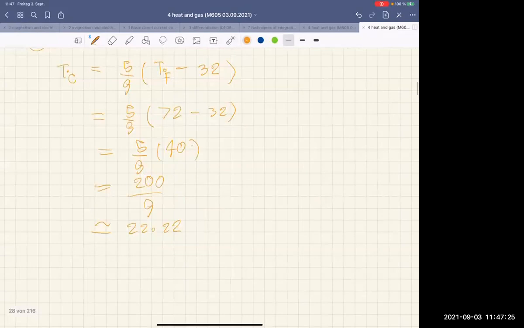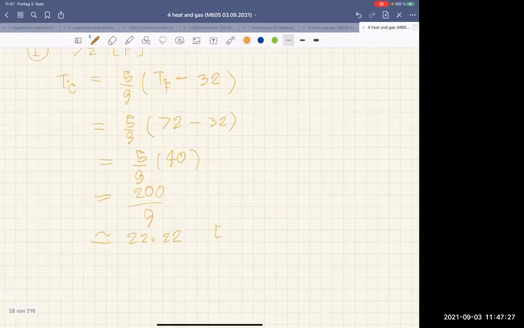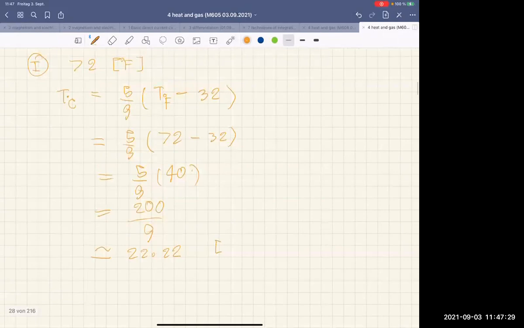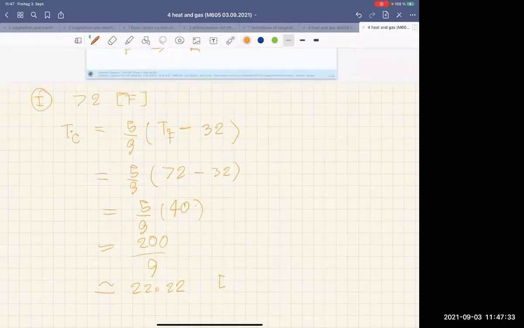Is that all right? I'm not sure. 72 Fahrenheit to Celsius. Yes, it's all right.